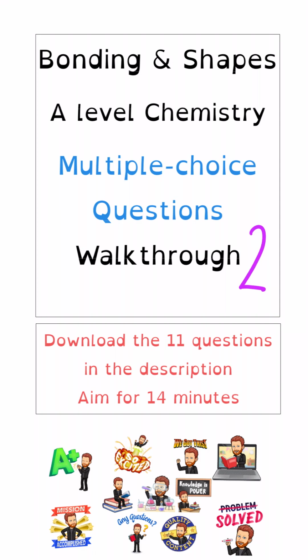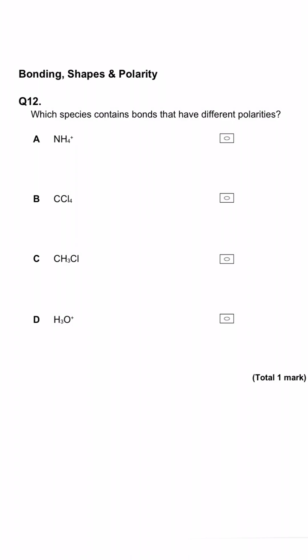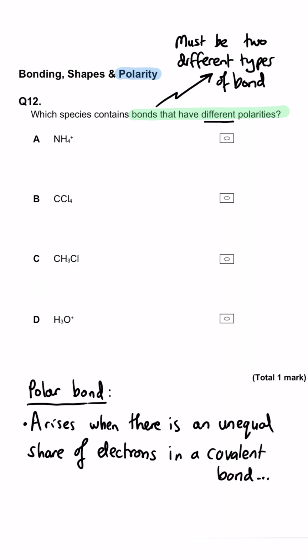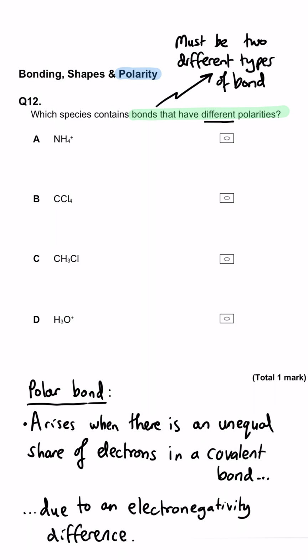Which species contains bonds that have different polarities? Well, you end up with a polar bond when the atoms in that bond are not sharing those electrons equally because one of those elements has a larger electronegativity than the other. That gives rise to what's called a dipole.